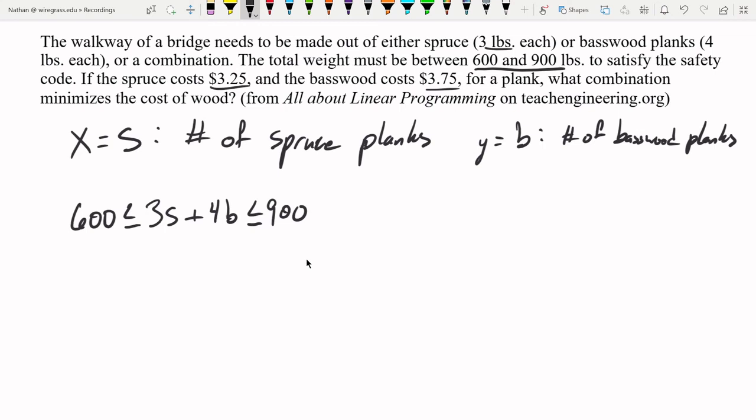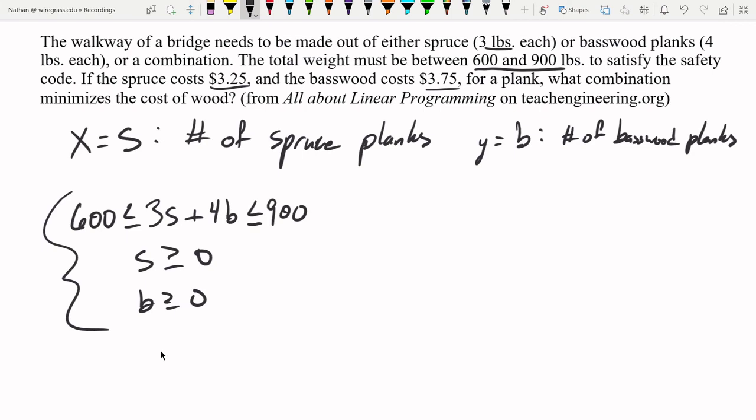Well, we also know that, of course, S must be greater than or equal to 0, and B must be greater than or equal to 0. And actually, there are no other constraints on this situation. So this is our system.